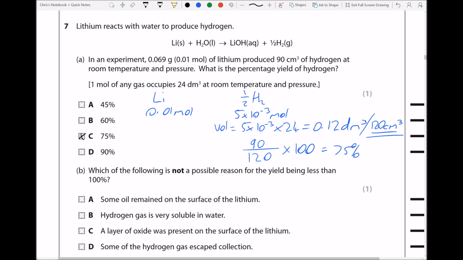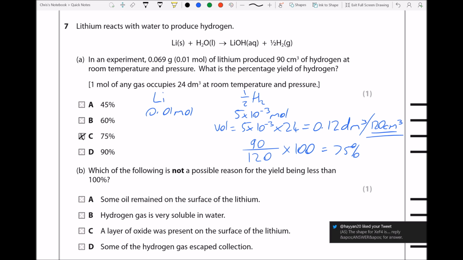Okay. B. Which of the following is not a possible reason for the yield being less than 100%? Right. Sometimes we can lose some products, or we might get some things which are unreacted. So if we have a look on here, part A, some oil remained on the surface of the lithium. That could be a possible reason. The oil would obviously prevent full reaction of the lithium.